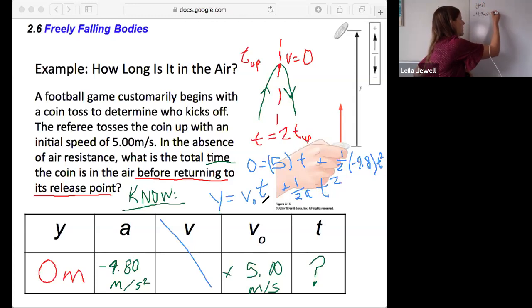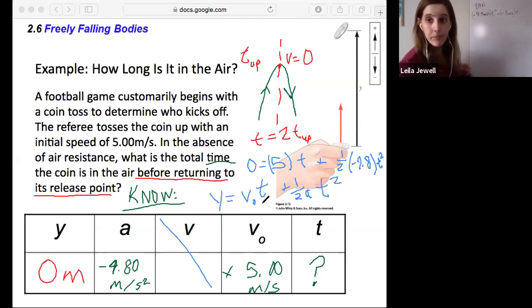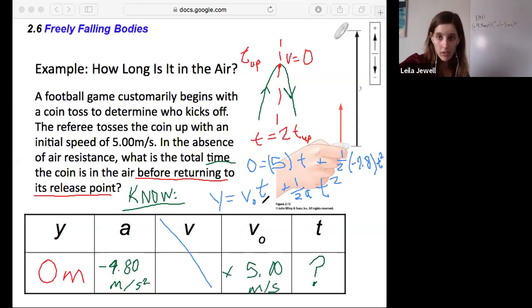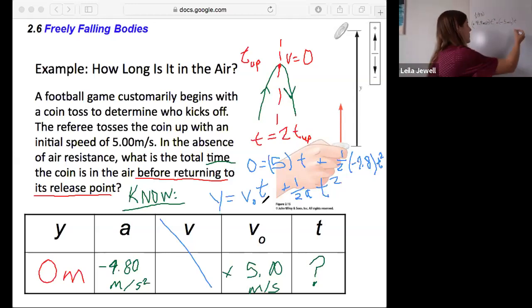And here I can do my units because it's not too hard. Meters per second squared times t squared plus, or actually, yeah, plus a negative 5 meters per second times time. And this is all equal to 0.